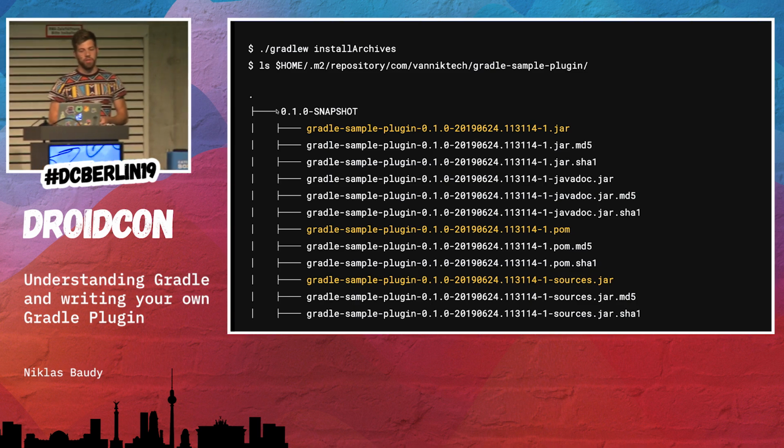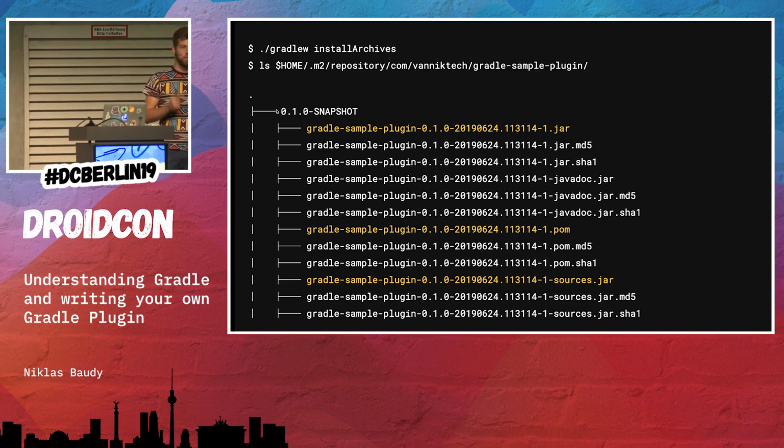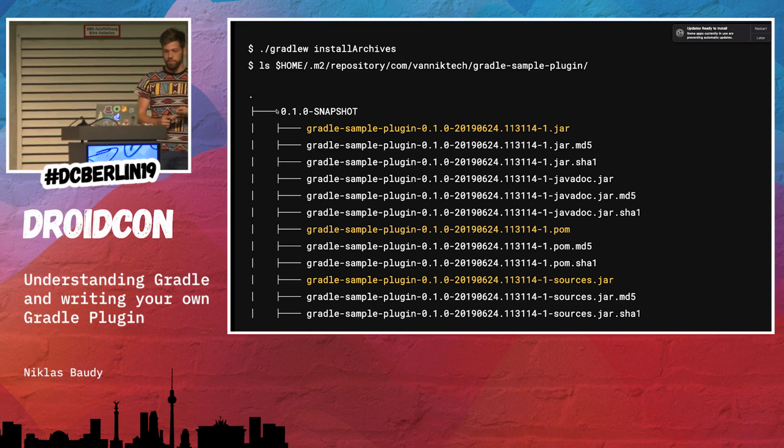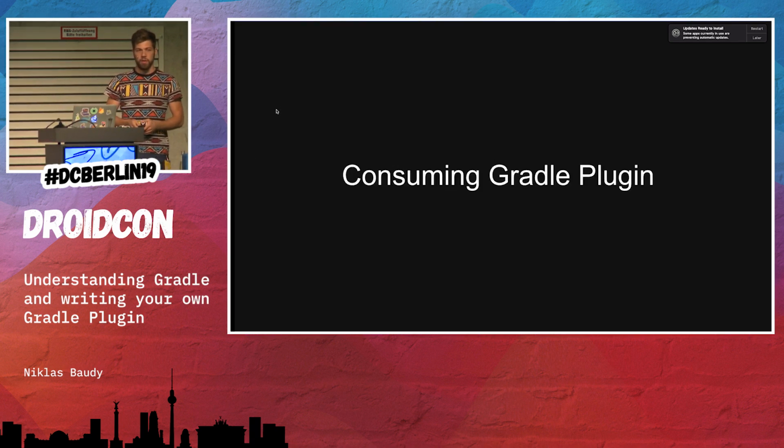And then also here we can see that there's the jar file, which we need, the POM file, and in this scenario we also have published the sources. So next up we can go to the project where we want to use that Gradle plugin, and we can start consuming that plugin. And for that we only need to do 3 lines.